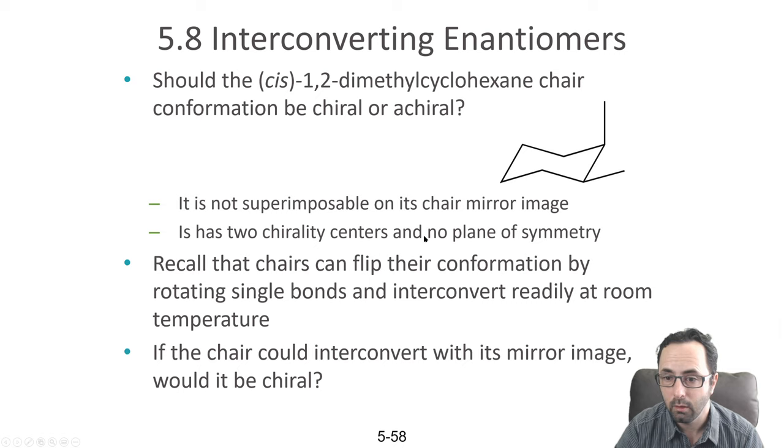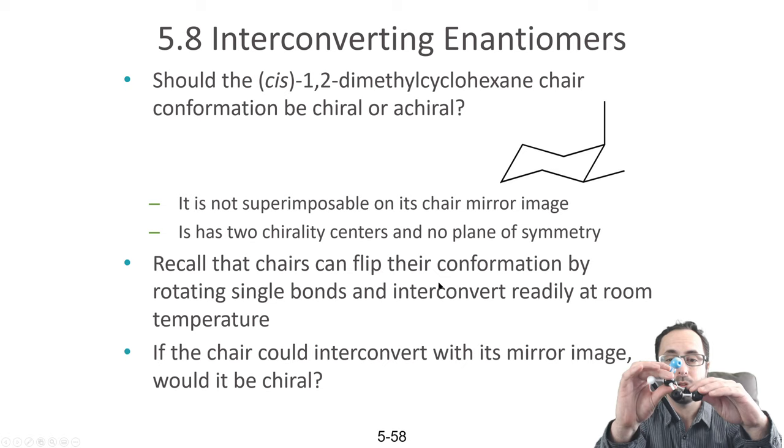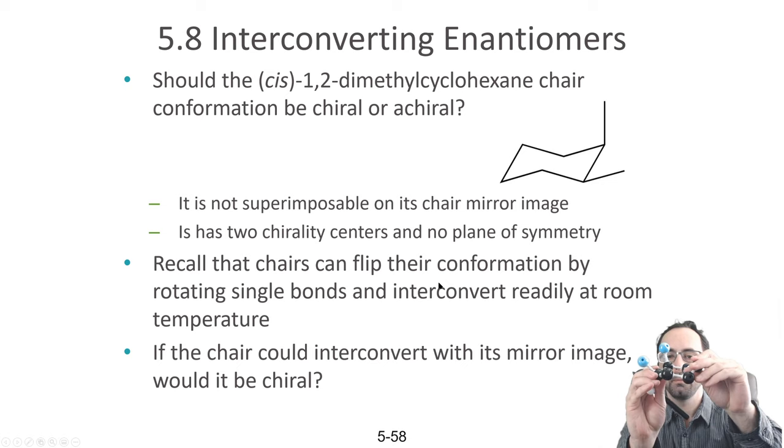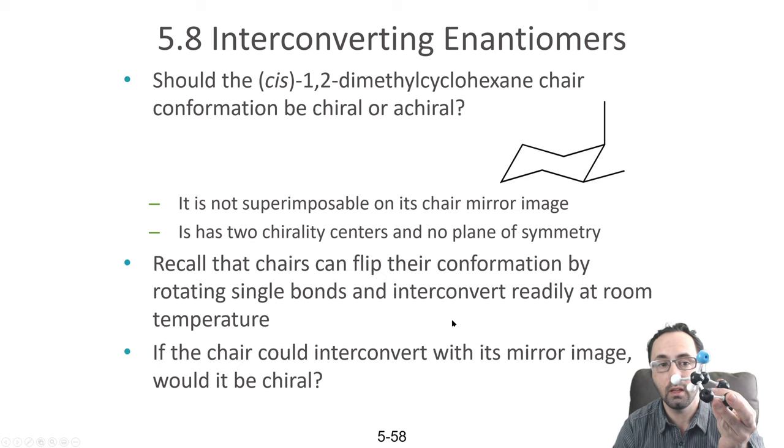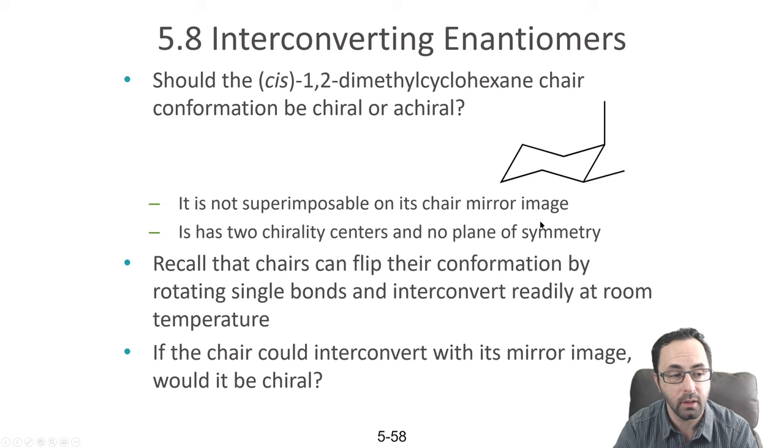So certainly it's not superimposable on its chair mirror image. It has two chirality centers and no actual plane of symmetry, but because it can ring flip between the two conformations, its structure can be considered an average between the two. And the result is that because it can interconvert between these, it's achiral. If it were stuck in one chair position always, it would be considered chiral, but because it can change, it's not.